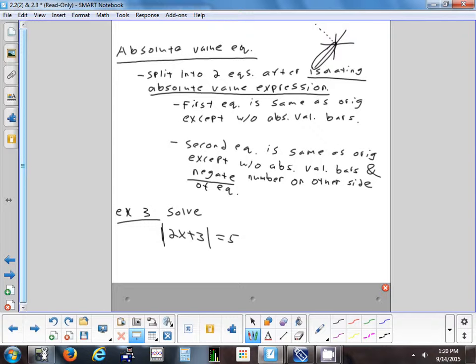So the very first step I underlined, make sure we isolate the absolute value expression. You don't have to do that in this problem. It's already done. But let me show you a problem that's equivalent to this, where you'd have to do it.